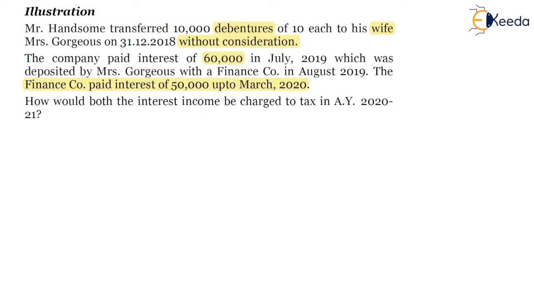So friends, two streams of income: one from debentures, and another interest on the 60,000 from debentures which was deposited with the finance company. 50,000 interest has been earned by Mrs. Gorgeous. So friends, here you can understand that income from the asset transferred, which is debentures, interest from debentures is 60,000. It is no doubt that it will be clubbed in the hands of Mr. Handsome. It will be income of Mr. Handsome, and the applicable provision is clause 4, subsection 1 of section 64, right?